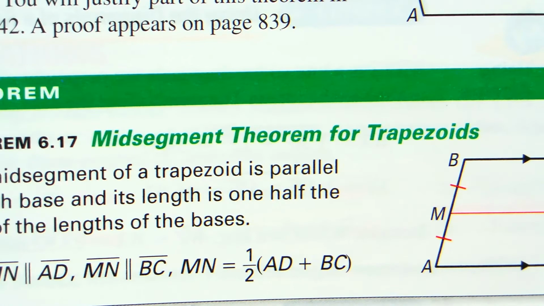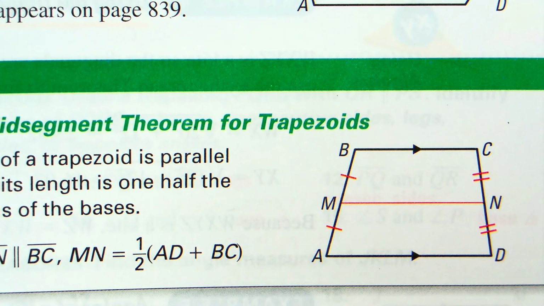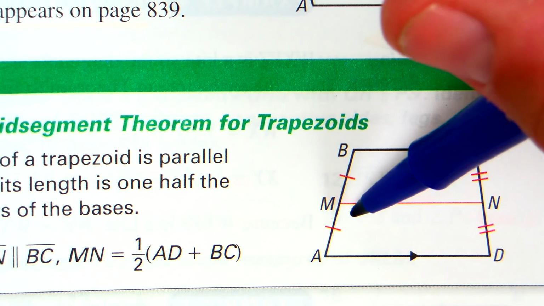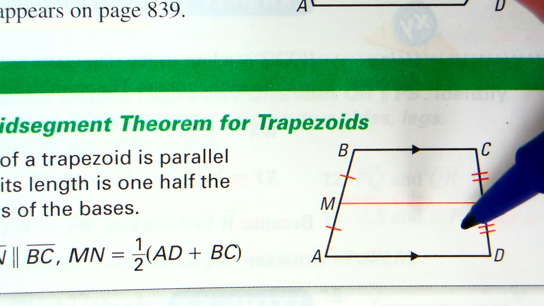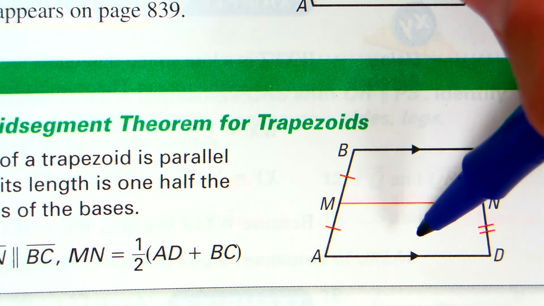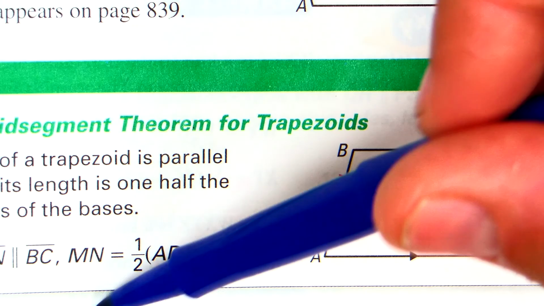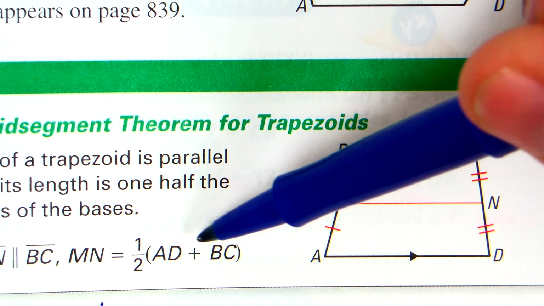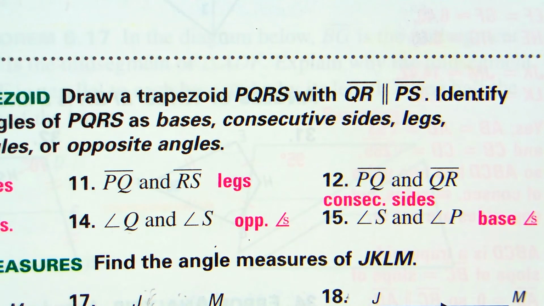A trapezoid also has a special property called a midsegment. A midsegment of a trapezoid is a segment that joins the two opposite midpoints. Now, if you were trying to solve for a midsegment, you would simply add the base measures together and divide by 2, and that would give you the midsegment, as seen here: 1/2 of the two bases added together. That gives us the midsegment theorem of a trapezoid.